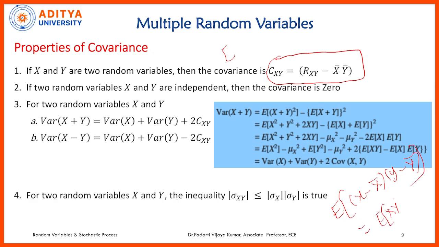Expectation of XY minus x bar into y bar. So this is the alternate formula for covariance, obtained by simplifying the expression. When two random variables are independent, their covariance is 0. And the variance of X plus Y can be expressed as variance of X plus variance of Y plus 2 into Cxy. If they are independent, this part will vanish. If they are dependent, covariance will exist.